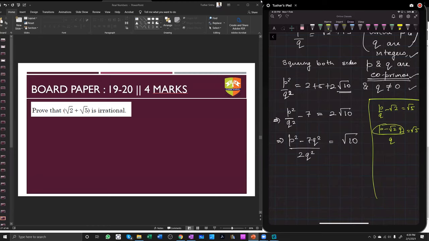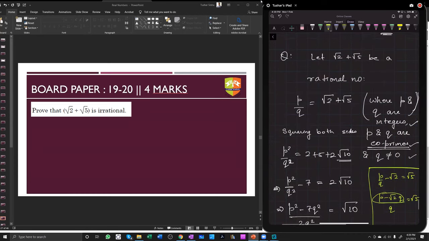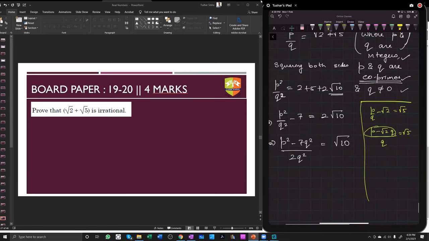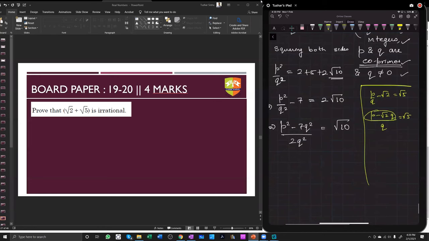No, sorry, I didn't get the logic. I'm saying it doesn't say that it is not. See, it is talking about root 2 plus root 5. It is not independently talking about root 2. Isn't it? So how do you know that this part is an integer?